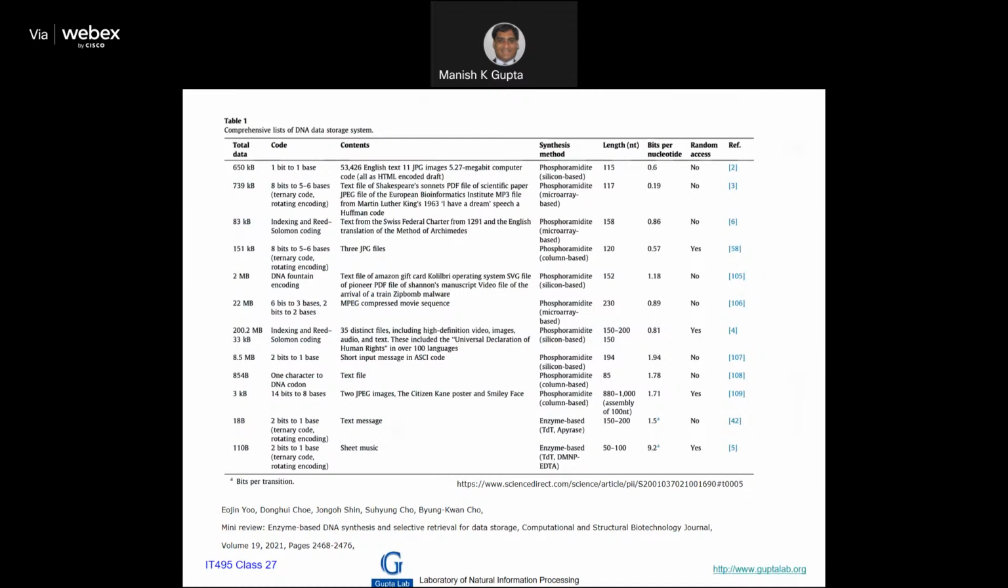And you can see some of them are random access as well. So it's very, very early. For example, in this one they have included 3 JPG files, using Turing code, rotating encoding, the Goldman encoding that they have used. So now you can see that this is much better. Of course, this paper is again by George Church. So all the landmark discoveries are done by his lab.